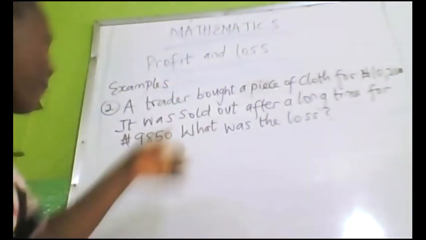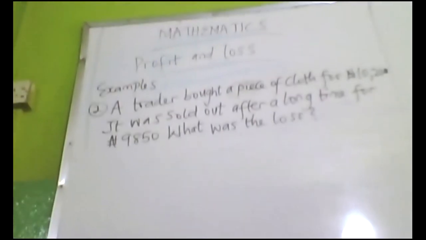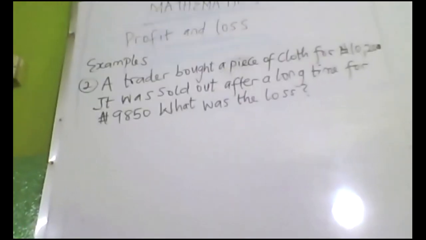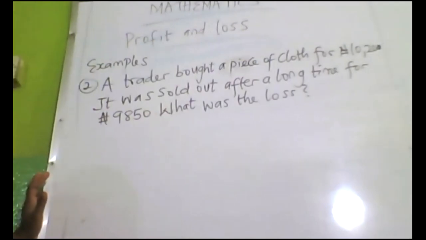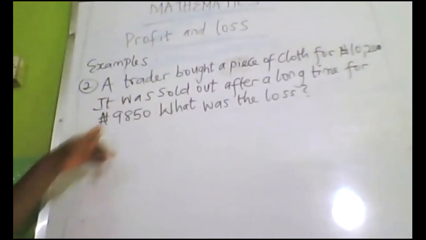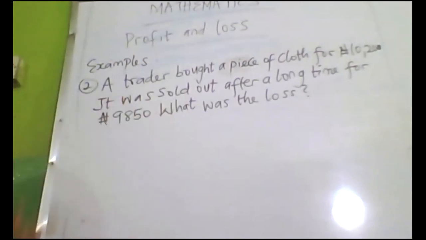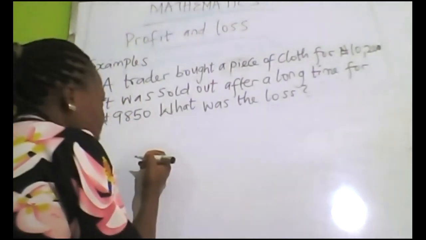This is exactly what happened to this trader. A trader bought a piece of cloth for 10,200 naira. It was sold after a long time for 9,850 naira. What was the loss? The first thing to look out for is what?